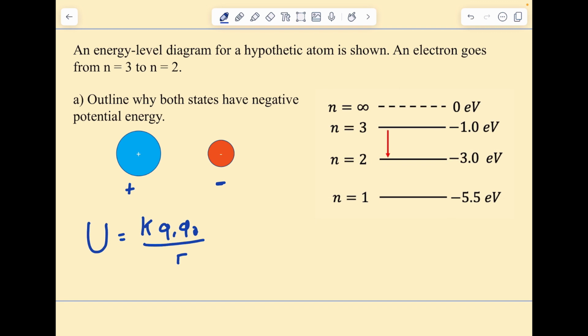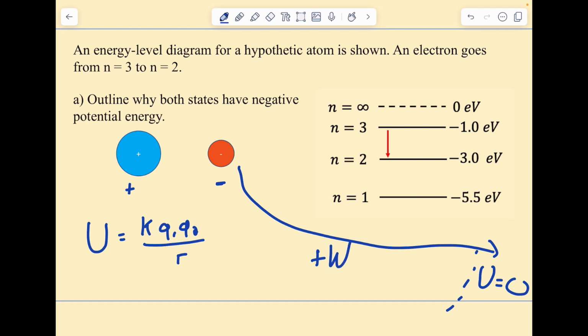So if I go somewhere far off in space, where U equals 0, where the electron would have no potential energy to do anything else, well, it would take positive work to move the electron there. And that's doing positive work just to bring the electron to a place where U is 0. So since it takes positive work to get to 0 energy, that means the electron must have negative energy in the nucleus.